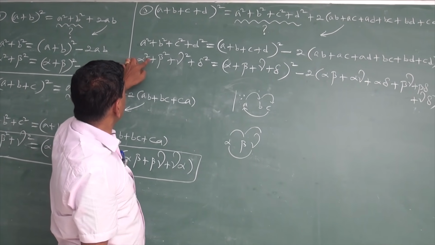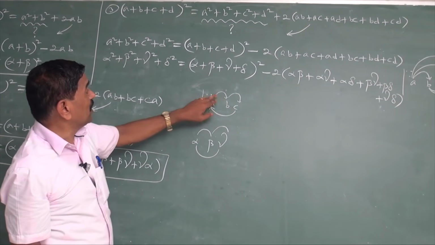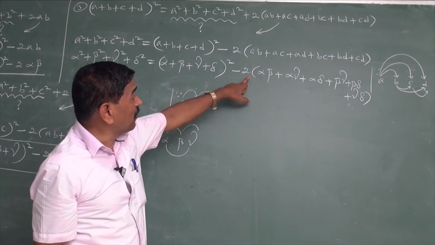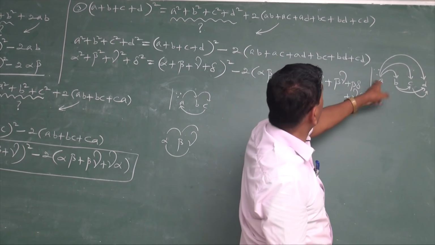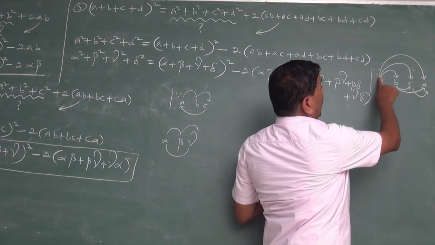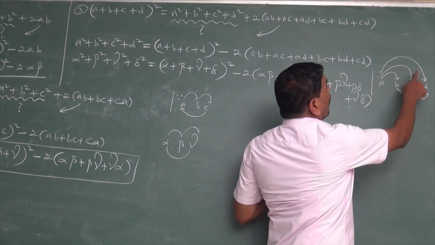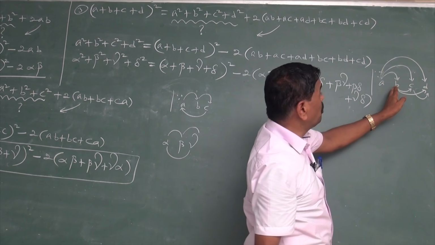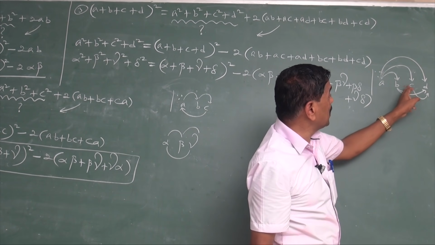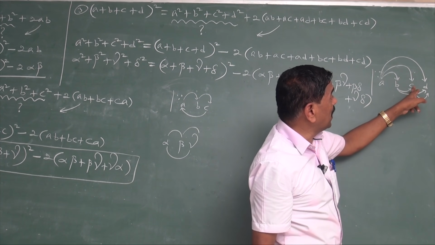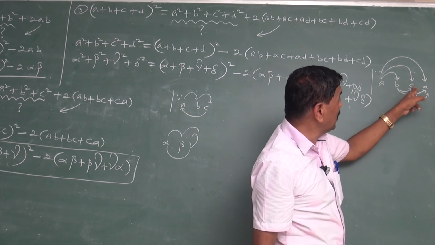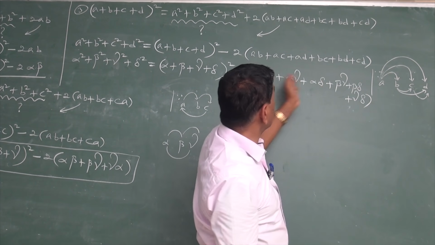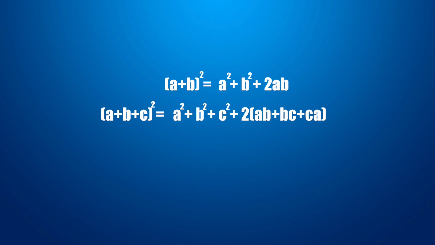Here the sum of the squares of four elements is equal to the sum of the four elements, the whole square, minus twice of, by grouping, A is grouped with the right side all three elements, that is AB, AC, AD. Then B is grouped with the right side two elements, BC, BD. Then C is grouped with the last one, that is CD, where all the terms are twice of, where 2 is common. So we get the required formula, and that is the revision.